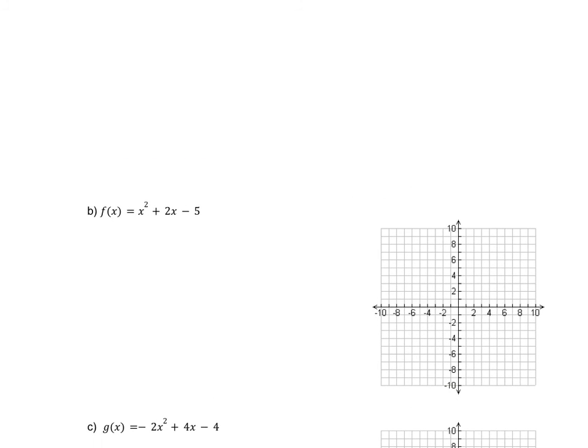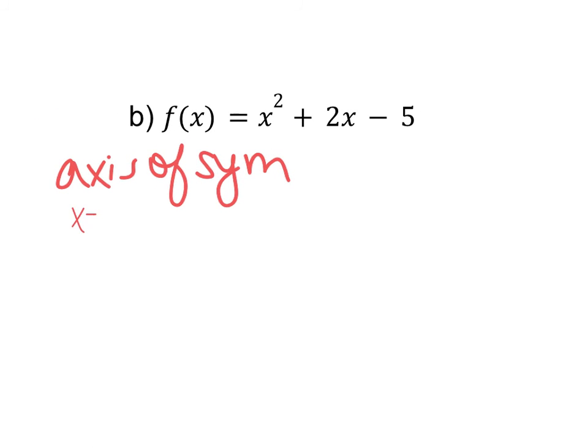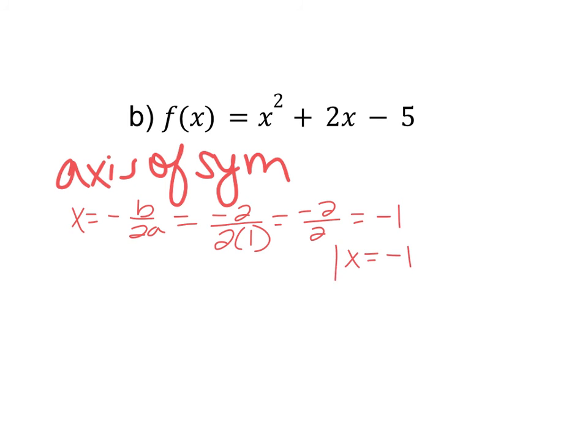So here's this one. We're going to find our 3 things. The first thing is our axis of symmetry. So x equals negative b over 2a, which would be negative 2 over 2 times 1. So this would be negative 2 over 2, which is negative 1. Sweet, we've got the same one as last time. That's a coincidence. So x equals negative 1 is your axis of symmetry.